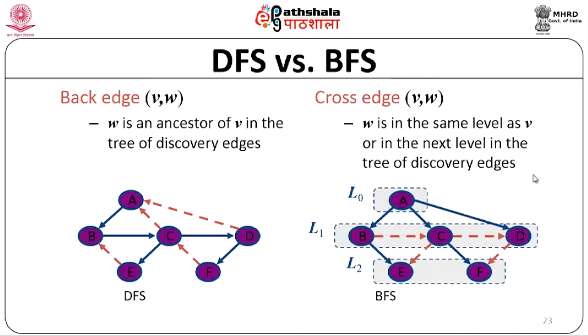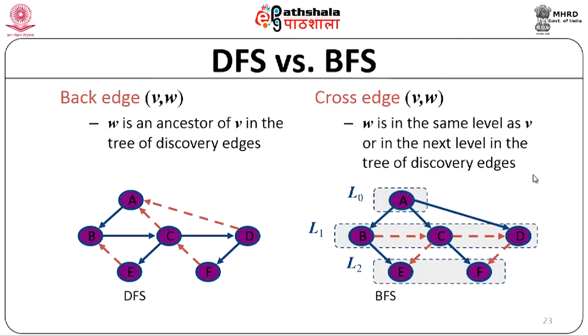Now, if you look at back edge VW, W is an ancestor of V in the tree of discovery edges. Why are we talking about this? We will come to that later. What is a back edge? V and W, where W is an ancestor of V in the tree of discovery edges.